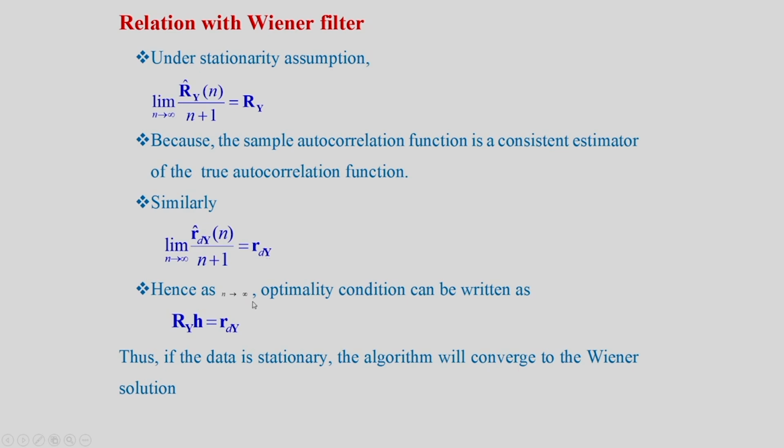Hence, as n tends to infinity, the optimality condition can be written as Ry matrix times H is equal to R dy vector. That is the Wiener-Hopf equation for the Wiener filter. Thus, if the data is stationary, the algorithm will converge to the Wiener solution. So, this is an important observation.